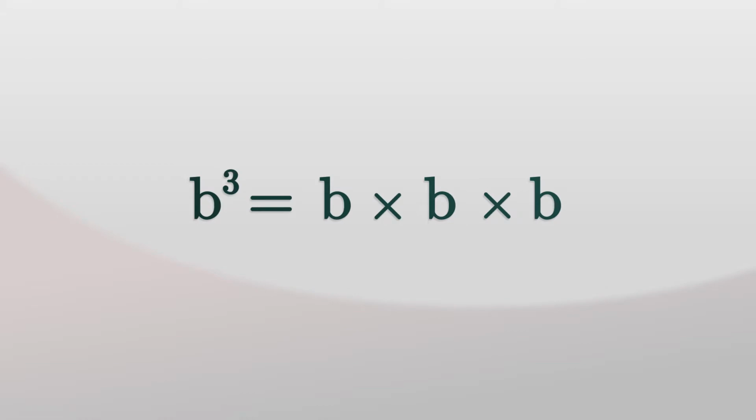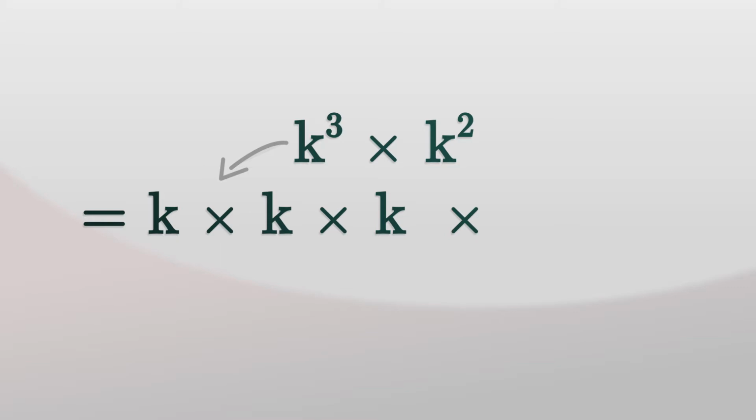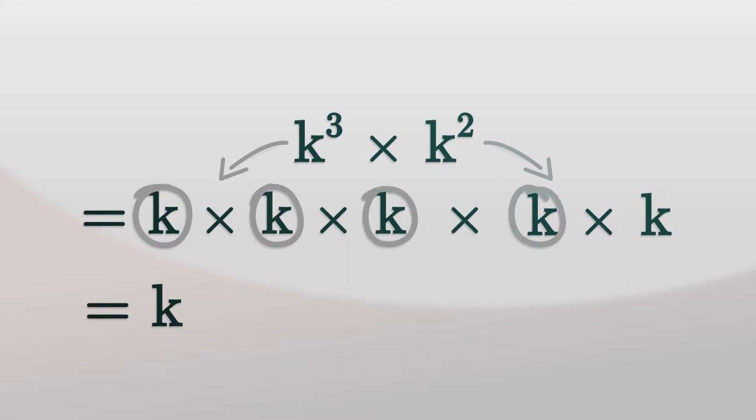What happens when we multiply these terms together? How about something like this? k cubed times k squared. Well, that's equal to k multiplied by itself 3 times, then multiplied by k another 2 times. So this is equal to k to the power of 1, 2, 3, 4, 5. Okay, so if we multiply using the same letter, we can just add the powers. Another example: a to the power of 4 times a cubed equals a to the power of 4 plus 3, which is equal to a to the power of 7.